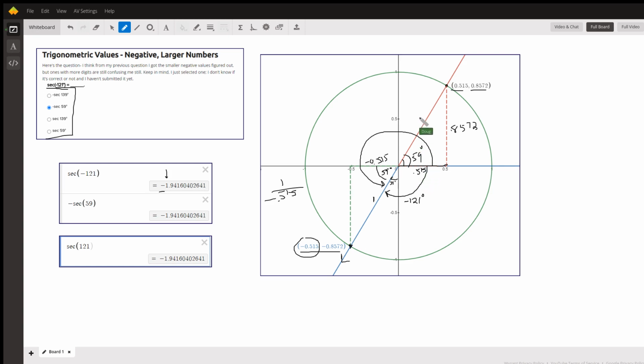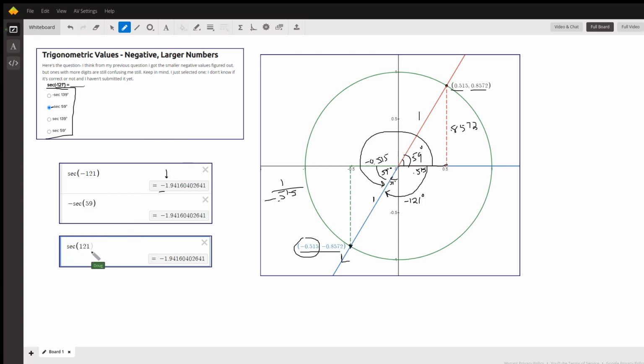If I say the radius is 1, then the secant of 59 is 1 over 0.515, but that's going to be a positive number. So the ratios are the same, but the signs are different. And that's why this is the correct answer. The opposite of the secant of 59 will be the same as the secant of negative 121.